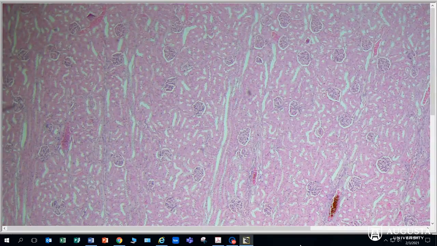This video will focus on simple cuboidal epithelium. If you watched the simple squamous epithelium video of the kidney, you'll notice that we're looking at the same tissue slide. So this is simple cuboidal epithelium. Instead of looking toward the glomerulus for that tissue, we're going to look at all of these other structures.